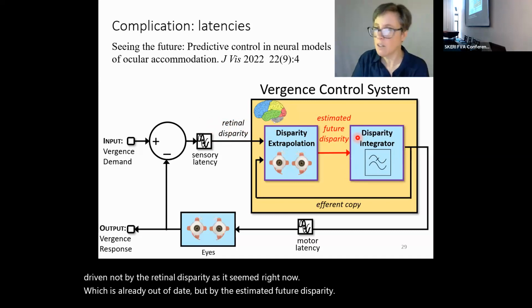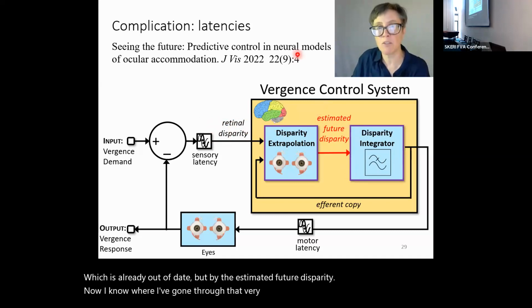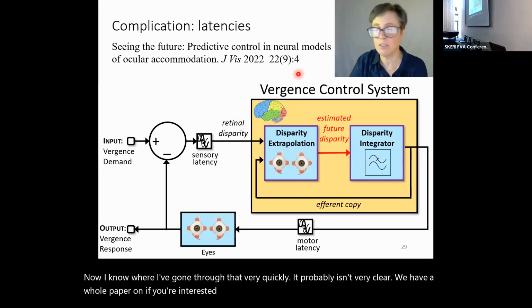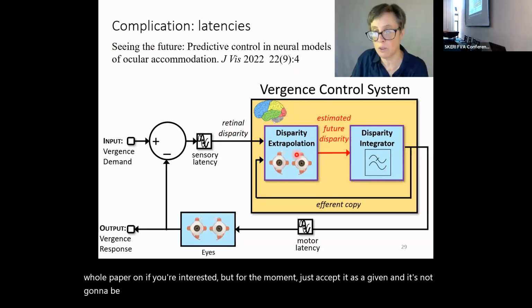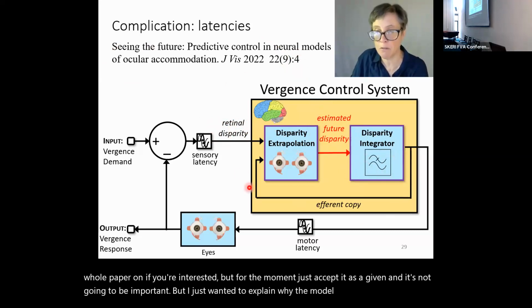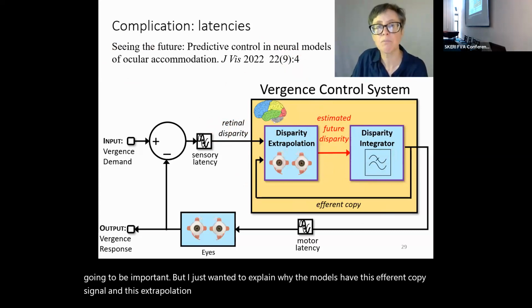Now, I'm aware I've gone through that very quickly. It probably isn't very clear. We have a whole paper on it if you're interested, but for the moment, just accept it as a given. It's not going to be important, but I just wanted to explain why the models have this efference copy signal and this extrapolation circuit here.